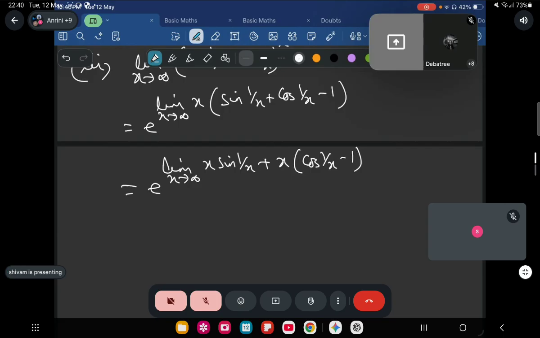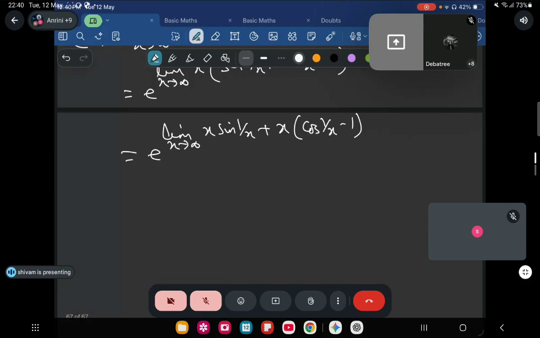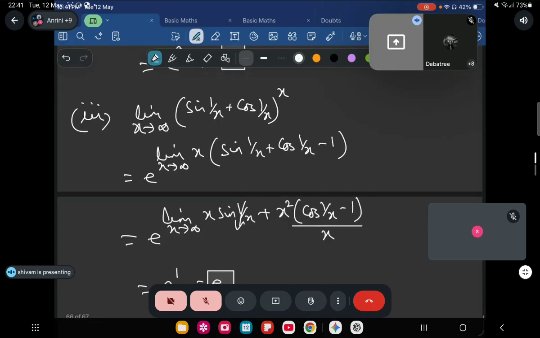So see everyone, let us convert everything into standard form. This one will become 1 only. But for x into (cos 1 by x minus 1), it should be x square, so multiplying by x, dividing by x. This will become 0. So you are going to get e to the power 1, that is e. Tell me, are people getting it? If you are unable to understand, ask me, I'll explain.